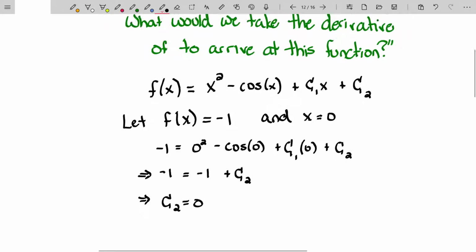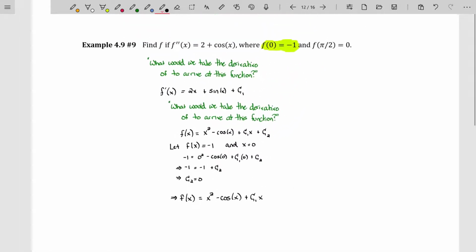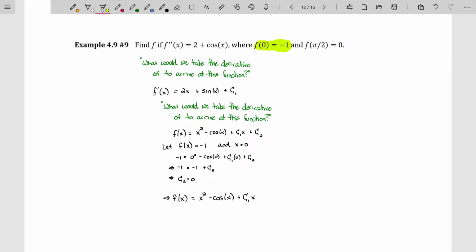Great. So now we know our function looks like this. F of x is equal to x squared minus cosine of x plus c sub 1 x. Well, we've only used one of those initial conditions or boundary conditions. Let's go ahead and use this other one.